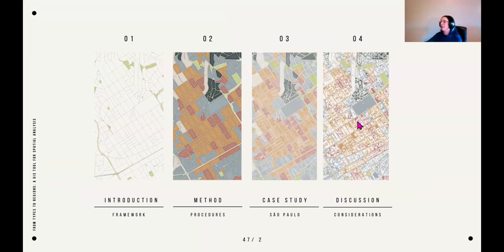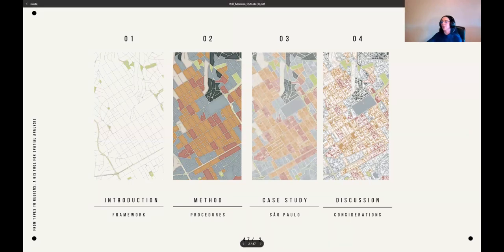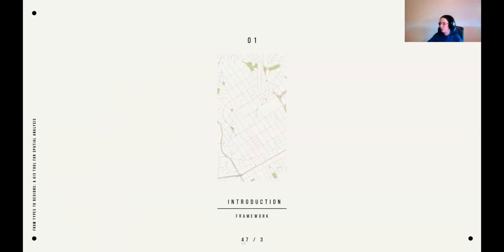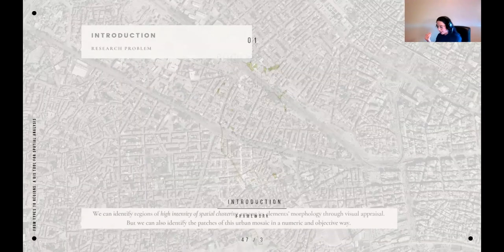So my talk today is divided into 4 parts. We're going to go through an introduction, so the framework, urban morphology, the concept of morphological regions. Then we go through the method, the procedures. We'll be testing all these procedures and the whole method in São Paulo in a large case study. And finally, the discussion and some considerations. So we're going to start with the introduction.